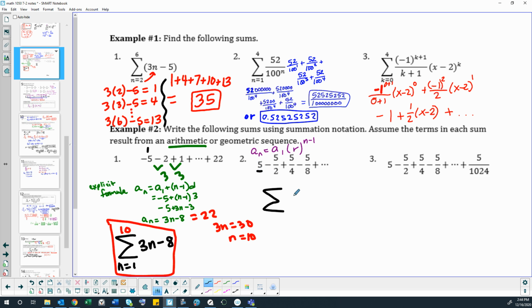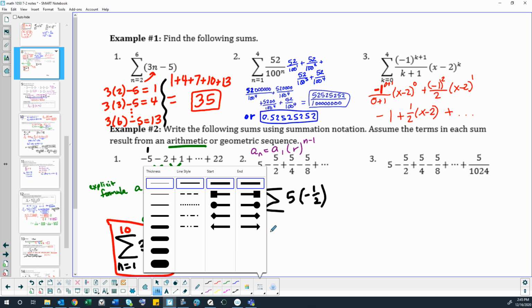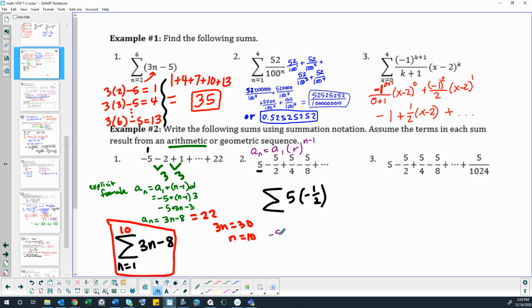Okay, so the beginning term is 5. The r value is what we multiply to get each next number. It looks to me like it would be a -1/2. If you're unsure of what that number is with just looking at it, you can always do the little thing I think I showed you earlier, where you can take term number 2 and divide by term number 1, or you can take any term and divide by the term before it.